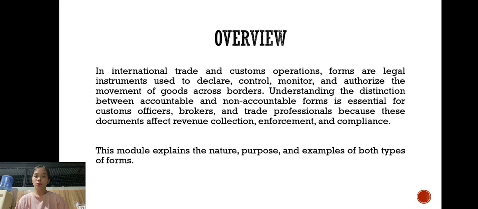Throughout this module, we will explore the nature and purpose of both types to see how they function in real-world operations. So let's dive into the specifics of these forms and how they shape the landscape of customs administration.